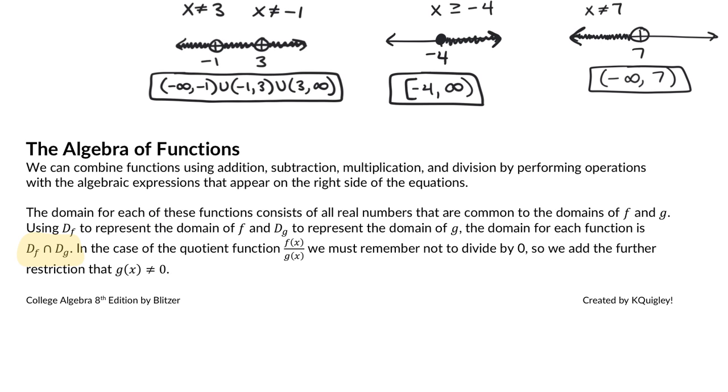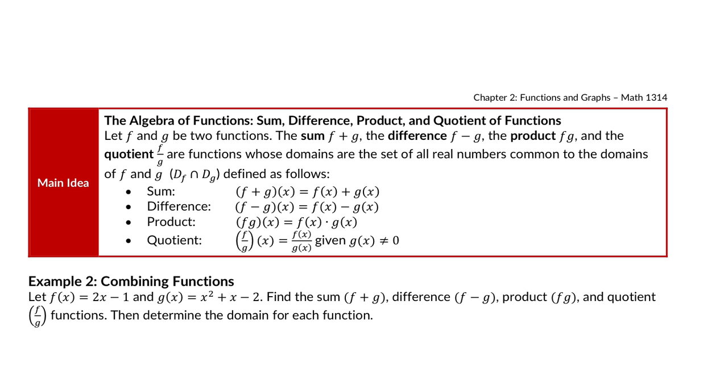Can we see what this looks like in an example? So the first thing we're going to do with functions is combine them. You can add, subtract, multiply, and divide functions from each other just like you can regular numbers. You have the sum if they're added together, the difference if they're subtracted, the product if they're shoved next to each other, that means multiply, and the quotient when they're divided. These domains are the set of all real numbers common to the domains of f and g. So we're looking at the intersection.